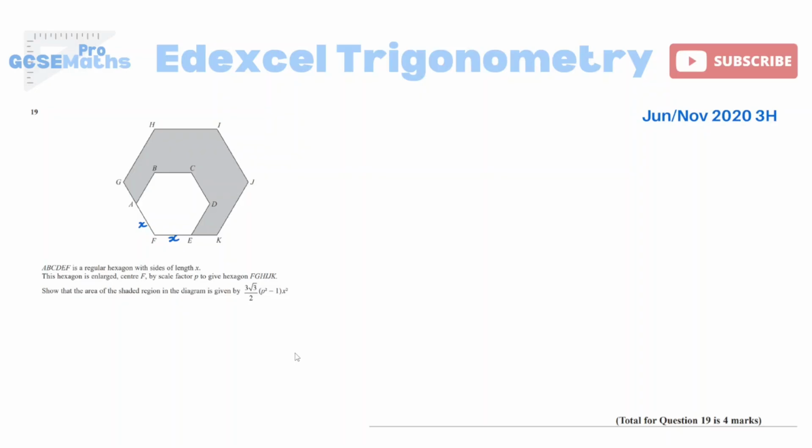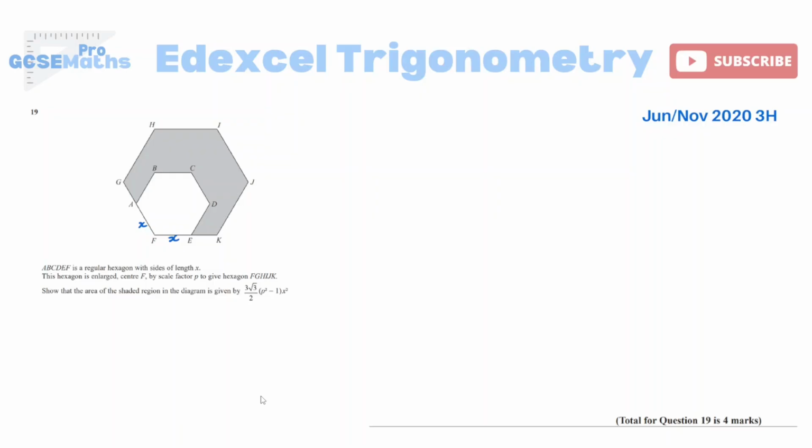This hexagon is enlarged. So a regular hexagon is where all of the sides are the same and therefore all of the angles are the same. So that's good information to know as well. This hexagon is then enlarged centre F, so you can see the corner F, they've just enlarged it away from that corner, by the scale factor P to give hexagon FGHIJK, so the bigger one, the grey one.